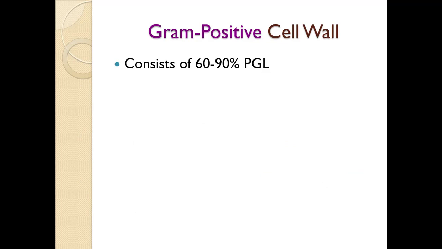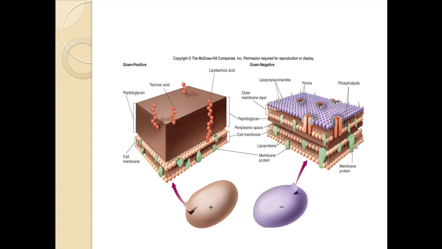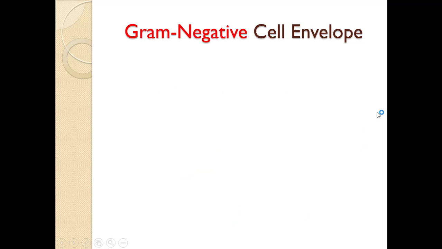All right, and then more on the gram-positive cell wall. It consists of a 60 to 90% peptidoglycan layer. It's got these teichoic acids, which I mentioned before, for antigen specificity, but they also provide stability for the cell wall and an acidic charge. And those teichoic acids there, again, is another view of that chart.